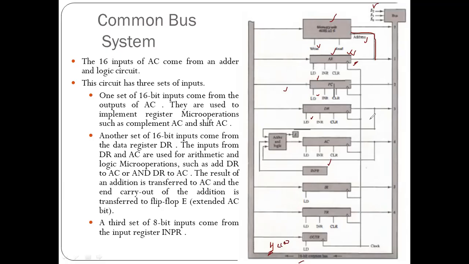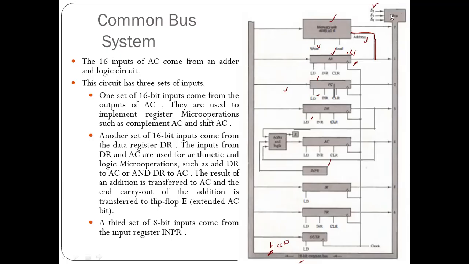Okay, so this is how a common bus is available for communicating, which facilitates the data transfer between either a memory and a register or between the registers. Okay, see, this transfer happens within a single cycle.